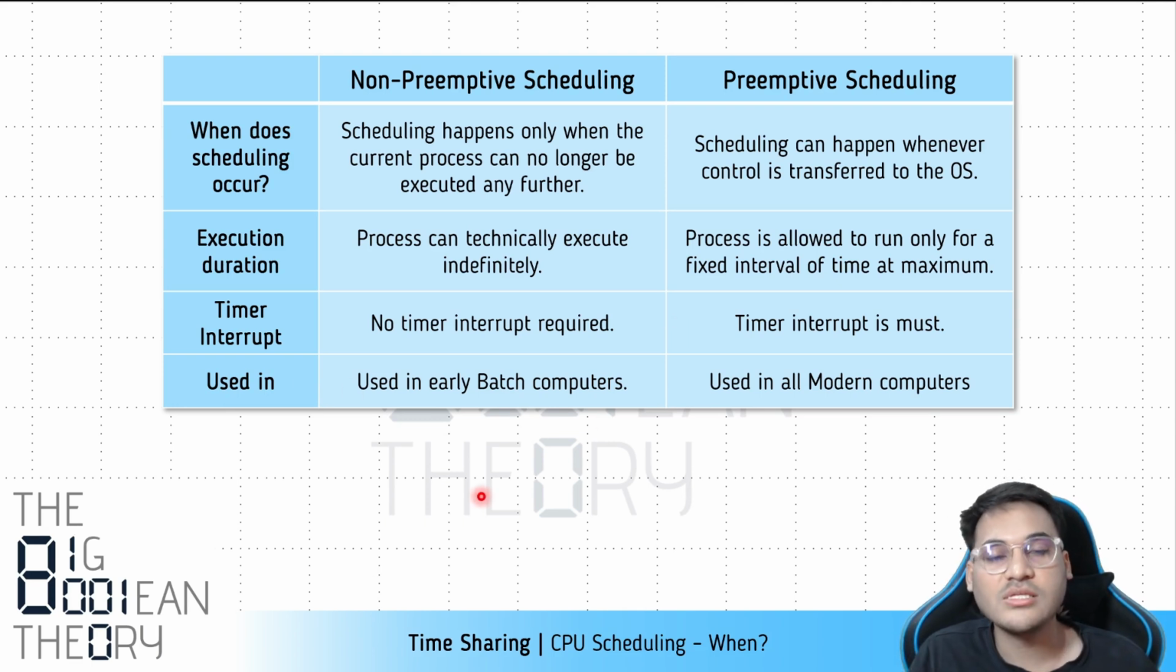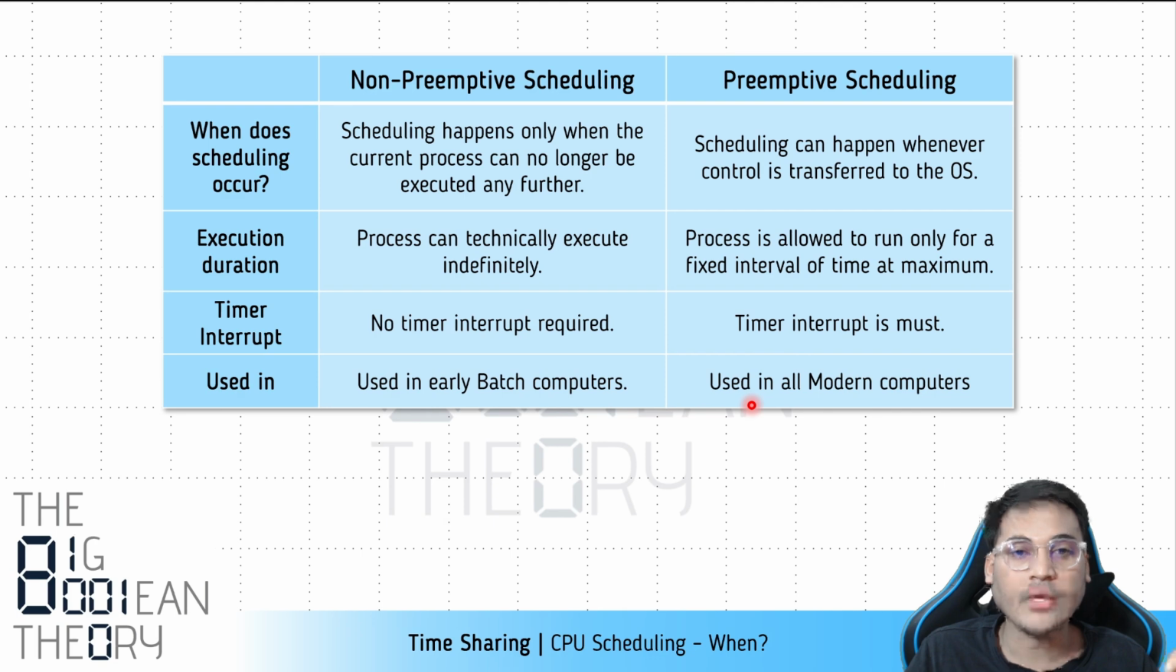The last difference between non-preemptive and preemptive scheduling is the use case. The first approach was used in early batch computers, right? Early batch computers used these non-preemptive scheduling techniques, whereas all modern computers rely on preemptive scheduling. So let us understand this point.